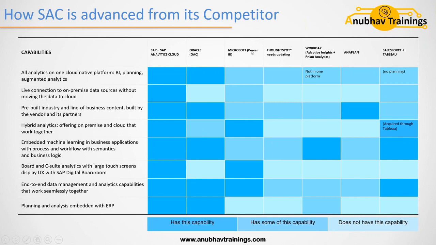Now look at Power BI. Somebody was talking about Power BI. Power BI cannot do all of the planning, BI and augmented analytics together. It has some capabilities, but not full-fledged. It's good in doing hybrid analytics, offering on-premise and cloud that work together. It's good in that. It's good in C-suite. It's good in end-to-end data management capability, which works seamlessly together.